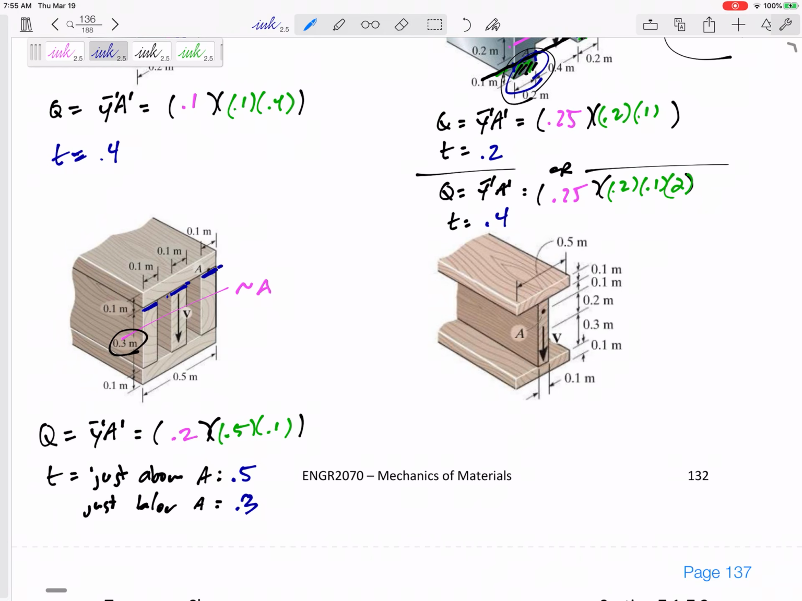below A. So with that one, if I say, hey, what's the stress at point A, you'd have to specify, hey, are you talking about just above point A or just below point A? Because point A is kind of this discontinuity where the shear stress changes. We'll see that in the next problem.